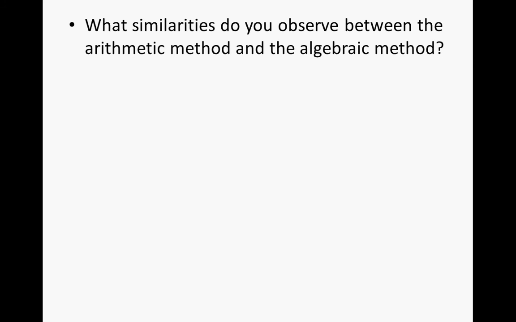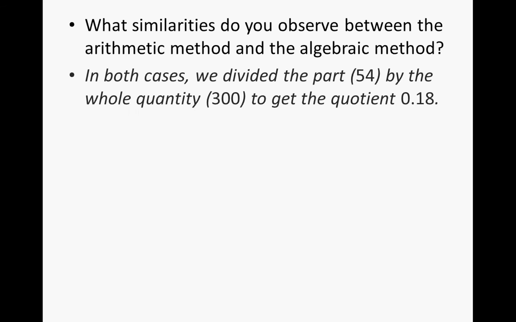So what similarities do you observe between the arithmetic method and the algebraic method? Well, in both cases, we divided the part 54 by the whole quantity 300 to get the quotient of 18 hundredths.